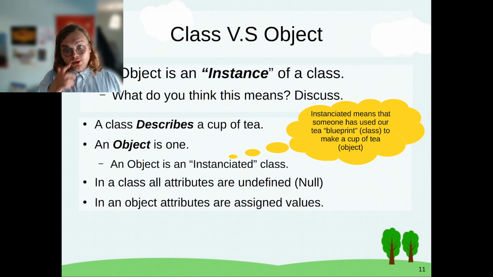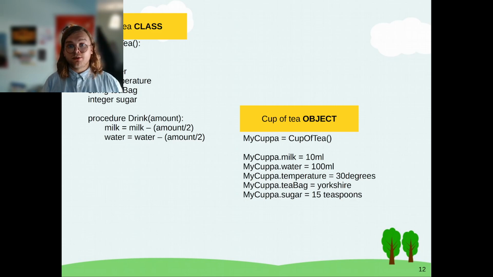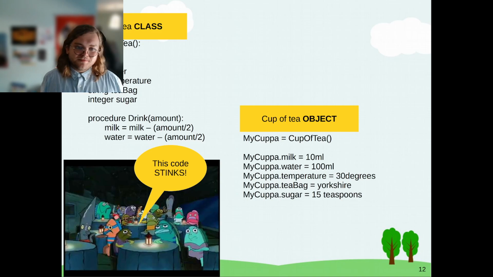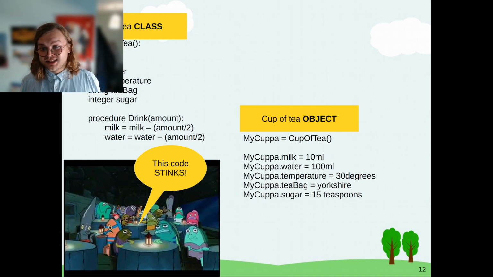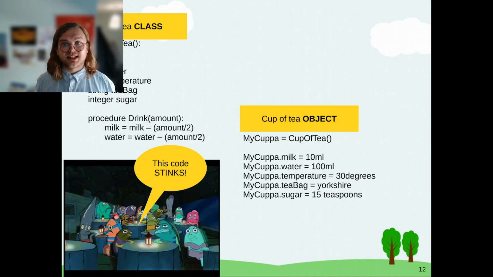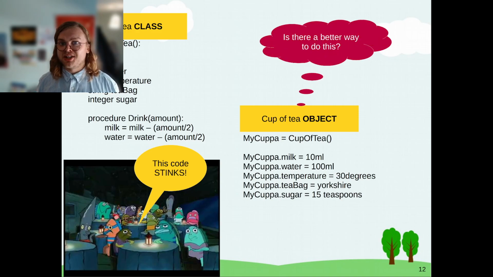So in a class, all attributes are undefined. But in an object, attributes are assigned values. So here we go. We can see cup of tea class up there, right, which is the definition of the blueprint, and then there to the right of it we can see the instantiated version called mycuppa. Now again, something's wrong here. This code's terrible, right? It takes what, 1, 2, 3, 4, 5, 6 lines to create one object. Well, that's rubbish, that stinks. Is there a better way to do this?